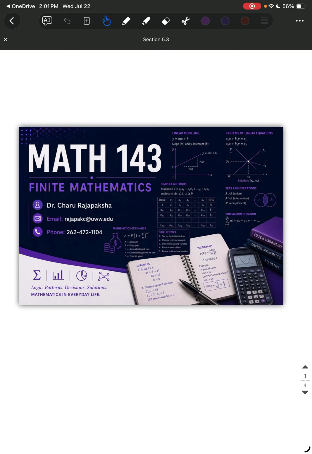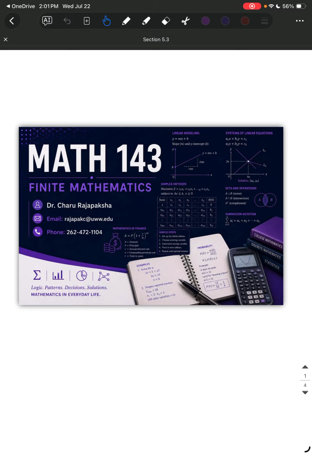Hello everyone and welcome back to Math 143, Finite Mathematics. In our previous lecture, we studied annuities. We learned how to find the future value of regular deposits and the present value of regular payments. Today, we are going to reverse those annuity formulas. Instead of finding the value of an annuity, we will determine the size of the regular payment requirement. We will study two important applications. The first one is loan amortization and the second one is sinking funds.